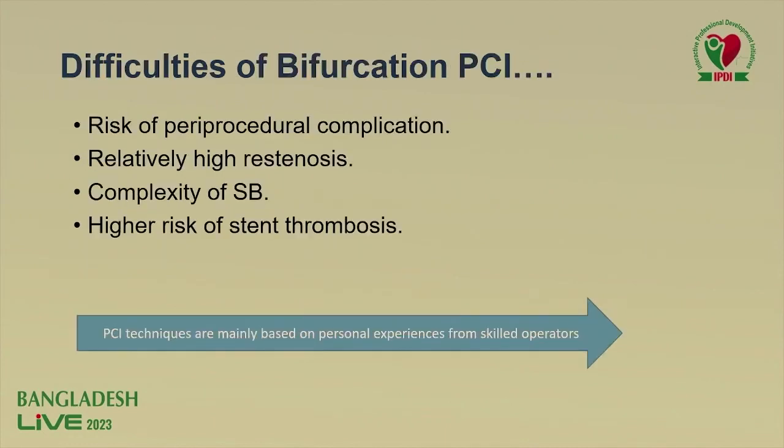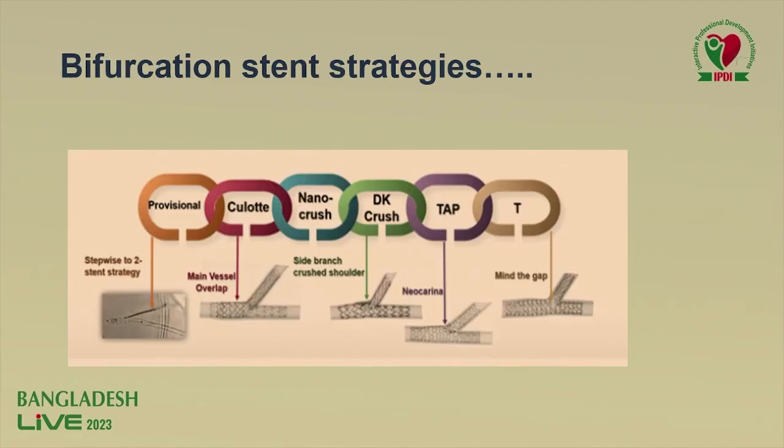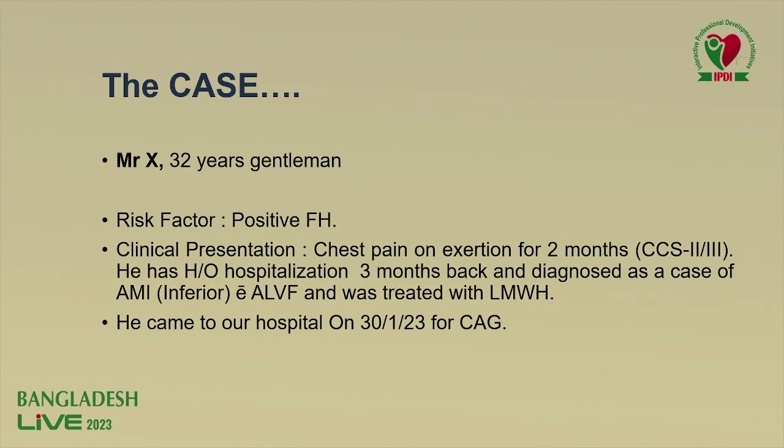Difficulties of bifurcation PCIs are risk of periprocedural complications, relatively high-risk stenosis, complexity of the side branch, and higher risk of stent thrombosis. PCI techniques are mainly based on personal experience from skilled operators. There are different bifurcation strategies: provisional stent strategy and two-stent strategies. Culotte, nano crush, DK crush, TAP, and T are the most common two-stent strategies. So let's start our cases.